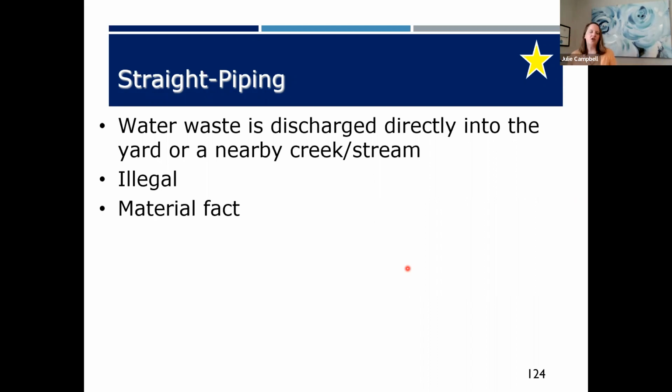We're starting to see community septic systems pop up, maybe in a new subdivision. Those are typically regulated by the HOA.